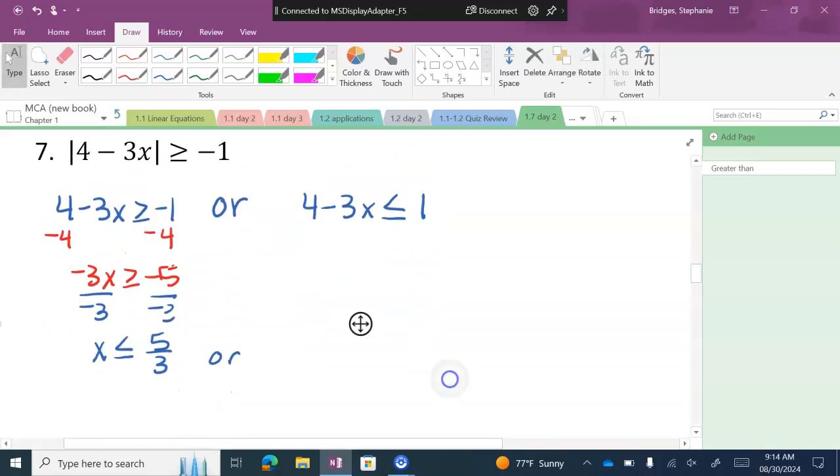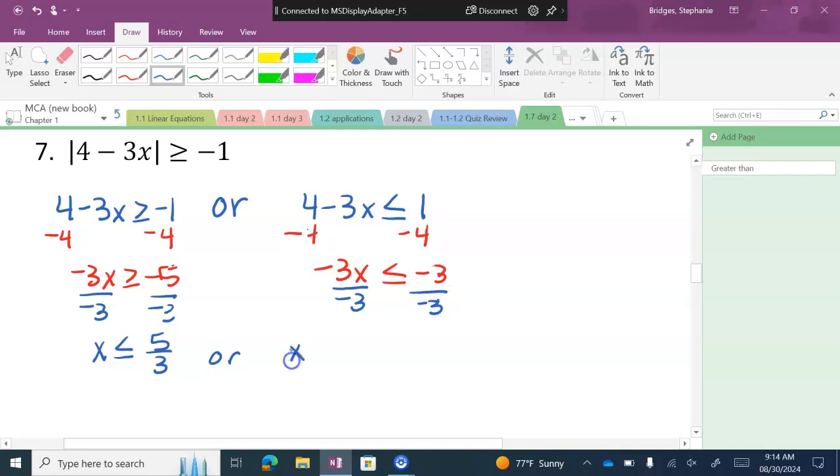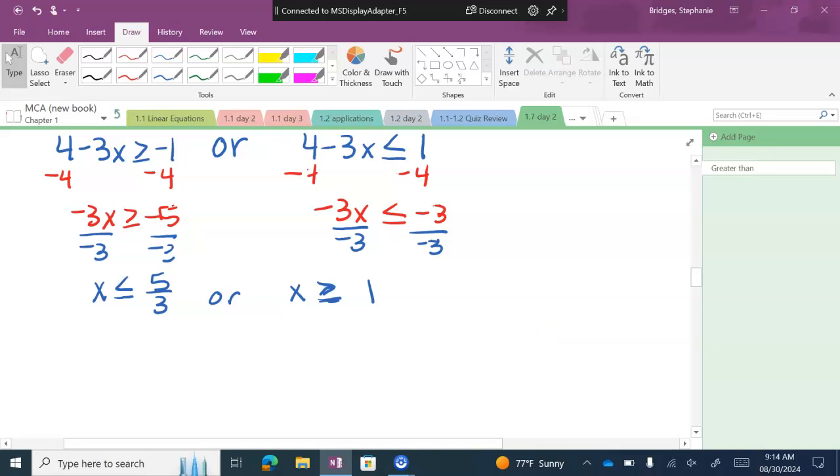Or the same process here. We've got to subtract our 4 first. That still leaves me with -3x is less than or equal to -3. Again, I'm dividing by a negative, so that's going to have me flip that inequality around, and that becomes x is greater than or equal to +1, right? What's smaller, 5/3 or 1? 1. Okay, 5/3 is bigger than 1.